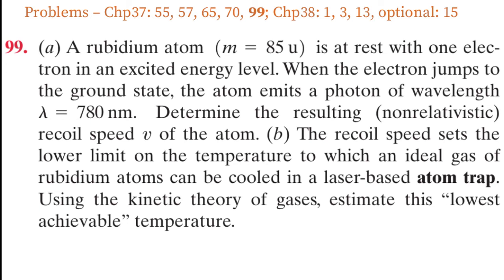Determine the resulting non-relativistic recoil speed v of the atom, and the recoil speed sets the lower limit on the temperature to which an ideal gas of rubidium atoms can be cooled in a laser-based atom trap. Using the kinetic theory of gases, estimate this lowest achievable temperature.